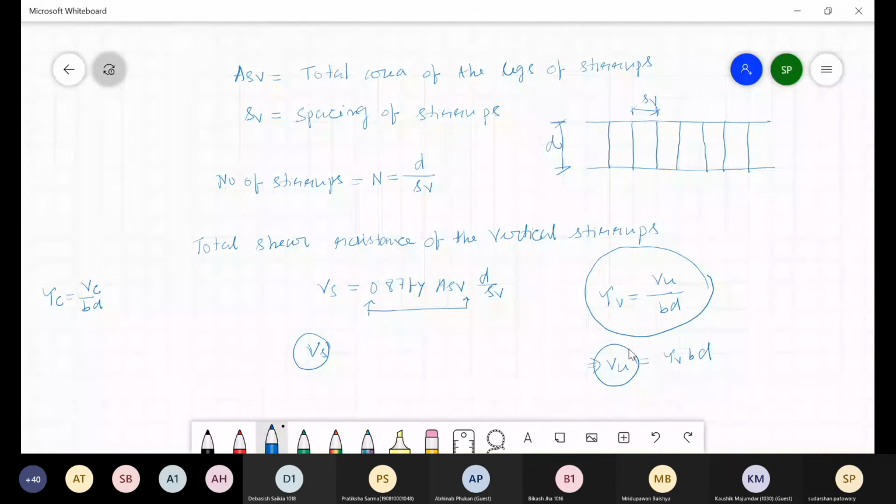So Vc is equal to tau C bd. This is the shear force that can be resisted by the concrete. Vu is the total, so the remaining, Vu minus Vc, will be resisted by what? Stirrups. Yes, that means Vs.